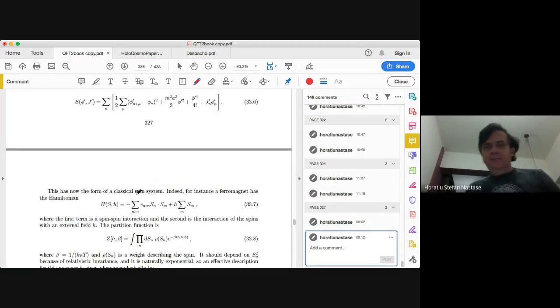Let's see that. So, for instance, a ferromagnet has, as you might remember, the Hamiltonian where spins interact. So I have the spin at point N, vector product with a spin at point M with a coefficient V N M, and then sum over N M. So this is the Hamiltonian. So it's with a minus because when the spins are aligned, this is the lowest energy. So it's minus something maximal.